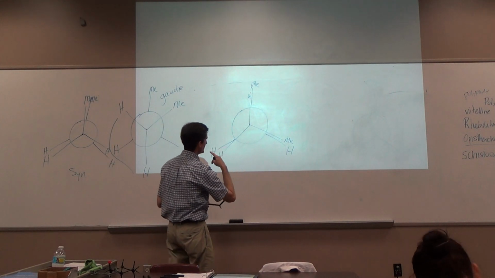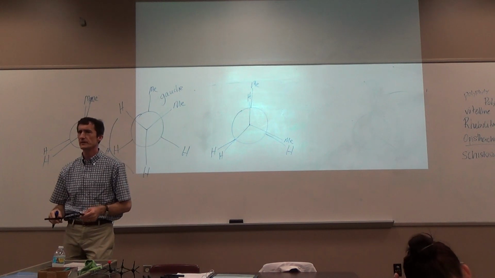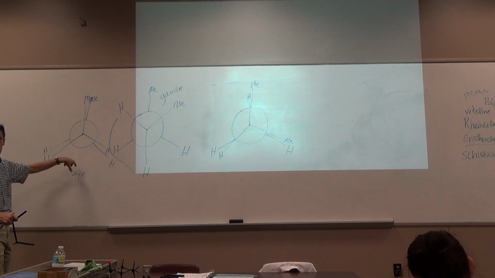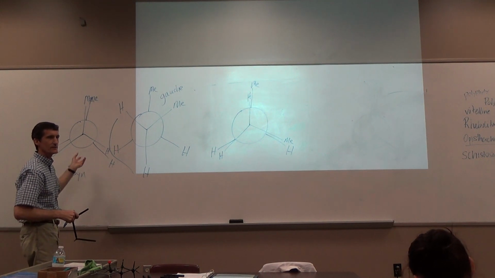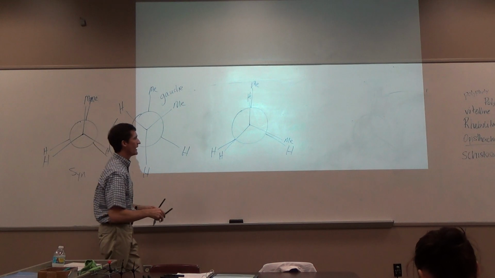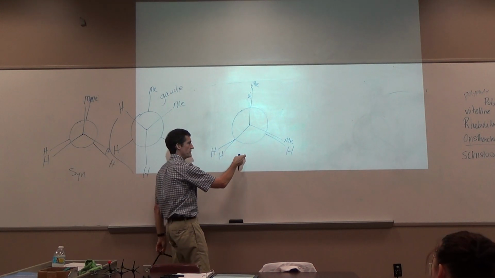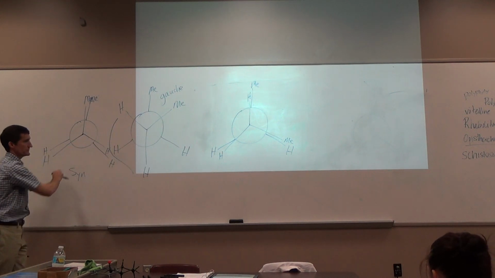This is eclipsed, but it's not syn. I don't think there's an official name for that. I call it partial eclipse. Where this, sometimes I call total eclipse. But that's just kind of me. I don't think that's an official term. It's eclipsed, but it's not as bad as that. So if you plotted energy, this would be lower energy than this. This is the highest in energy.